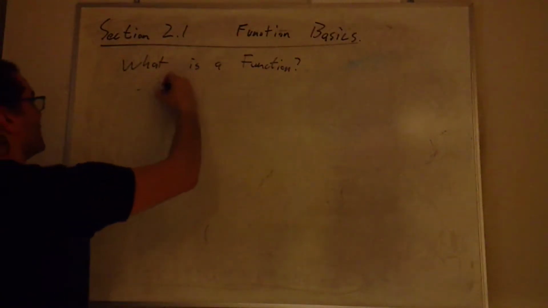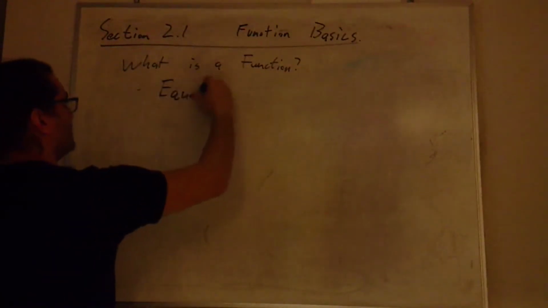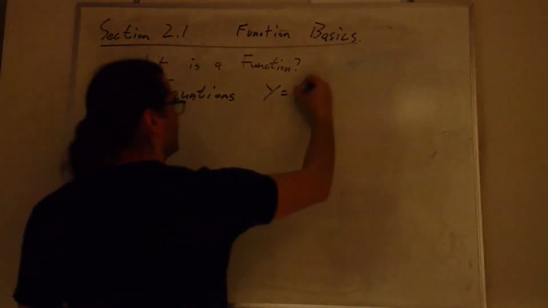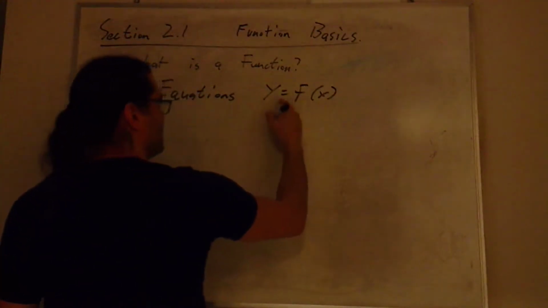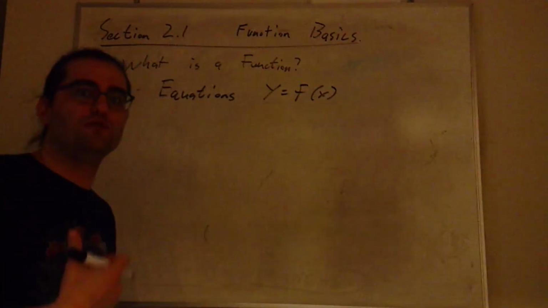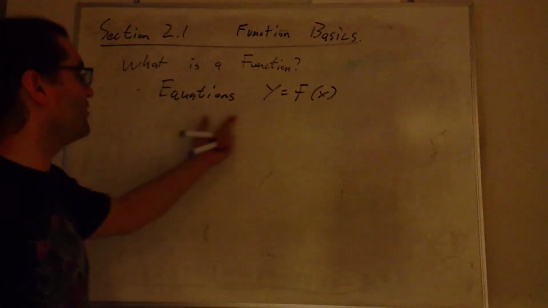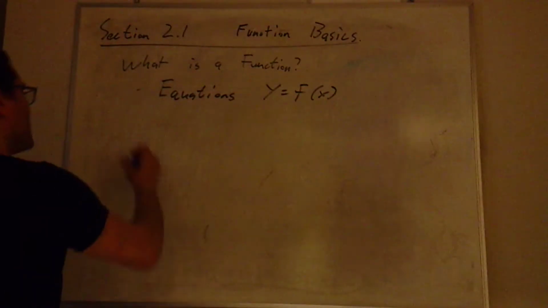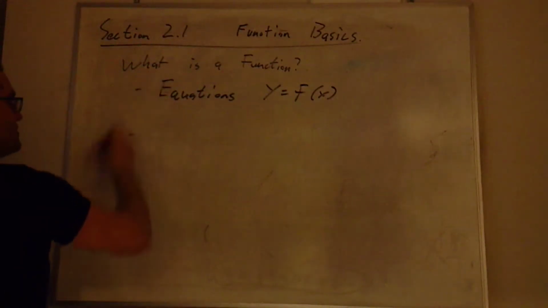First of all, they are equations. Y, the output variable, is some function of x. You need to have this equals sign. Without an equals sign, you don't have a relationship, and the function needs to express a relationship between x and y. So that's the first piece. It has to be an equation.